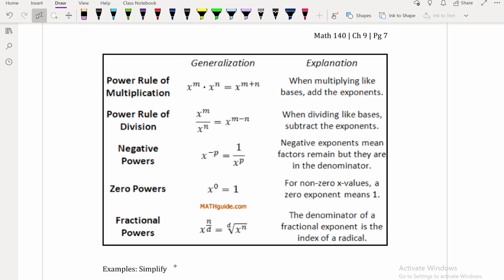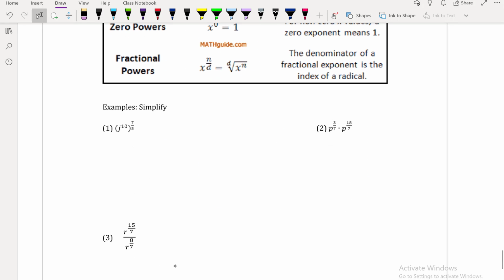And of course, now we have our radicals, so we know that our denominator is going to be the index, and that numerator is going to be the power. So this is something you can't really put into your calculator, so we're going to have to remember our rules. Here, this rule tells us we are going to multiply. So I have j to the 10th power, and it's going to get multiplied by 7 over 5.